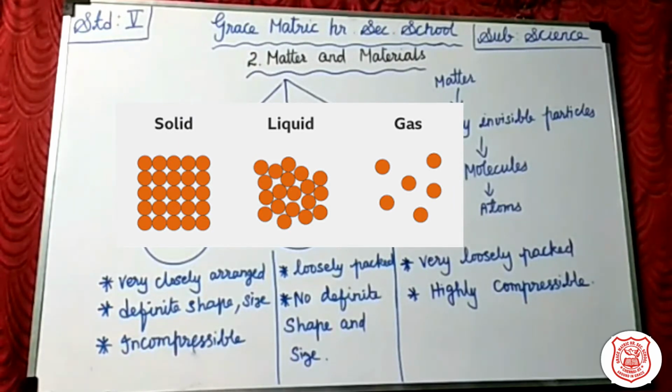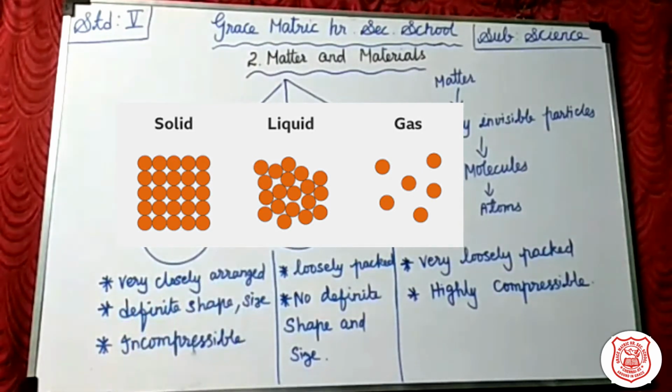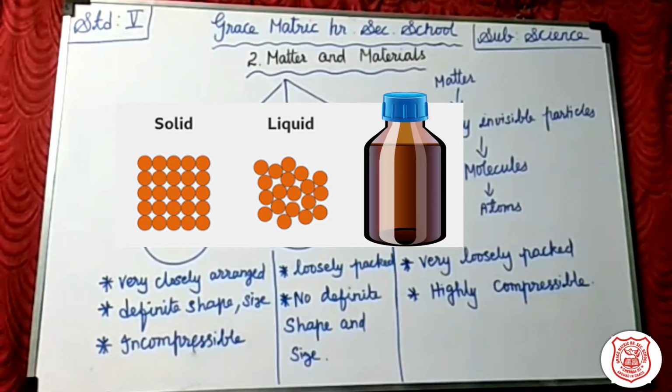Next, we will see about liquid. See, this is how the molecules are arranged in a liquid. We cannot press or hold a liquid because in a liquid, the molecules are not packed very closely together. There is more space between the molecules of a liquid compared to a solid, and liquids have no fixed shape. They do not have a fixed shape, but they have a definite volume.